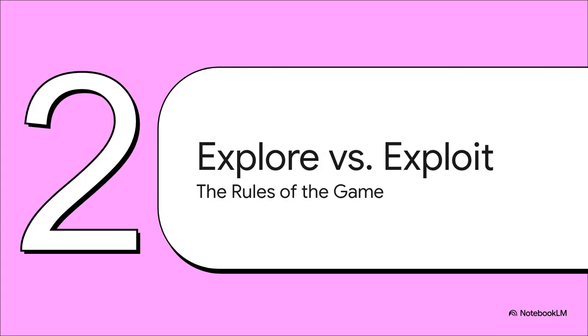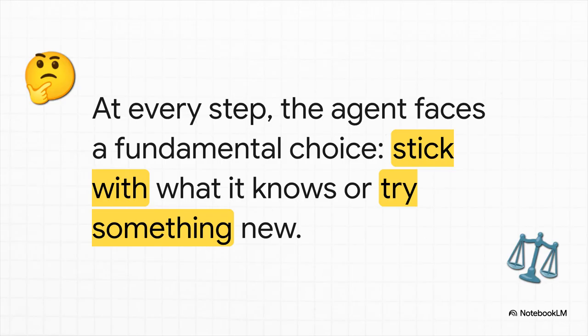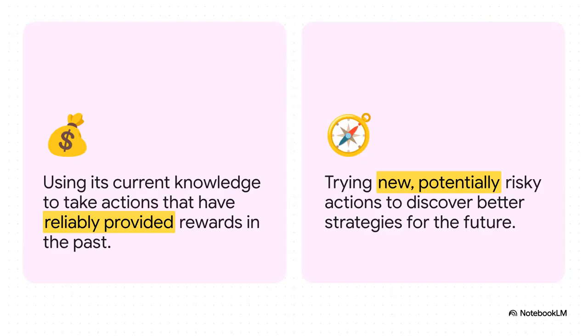Okay, but this learning process creates this constant, nagging problem, a dilemma that really shapes the agent's whole strategy. At every single moment, our agent has to make a really tough call. Does it stick with a strategy it already knows works pretty well? Or does it try something totally new, something that might just lead to an even bigger payoff? This is the famous explore-exploit dilemma.